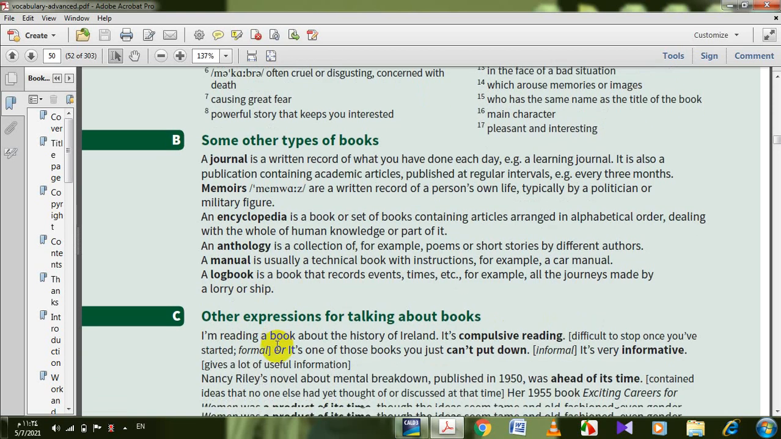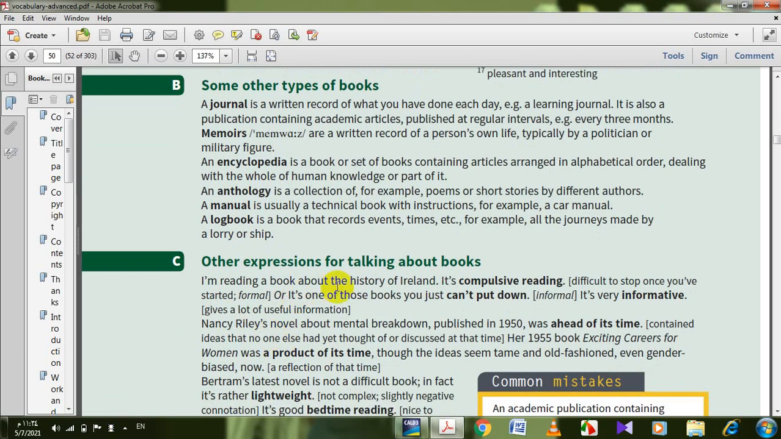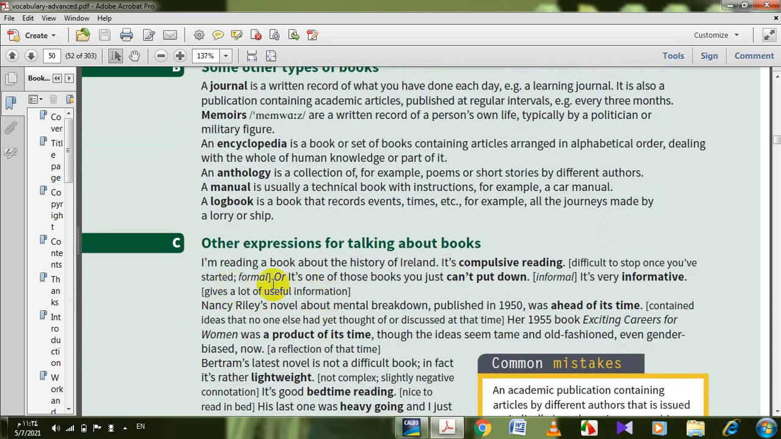Okay. Next, we have other expressions for talking about books. I'm reading a book about the history of Ireland. It's compulsive reading. Compulsive reading means so interesting that you do not want to stop reading it. And that's why we say it's compulsive reading. Difficult to stop once you have started. This is formal, of course.